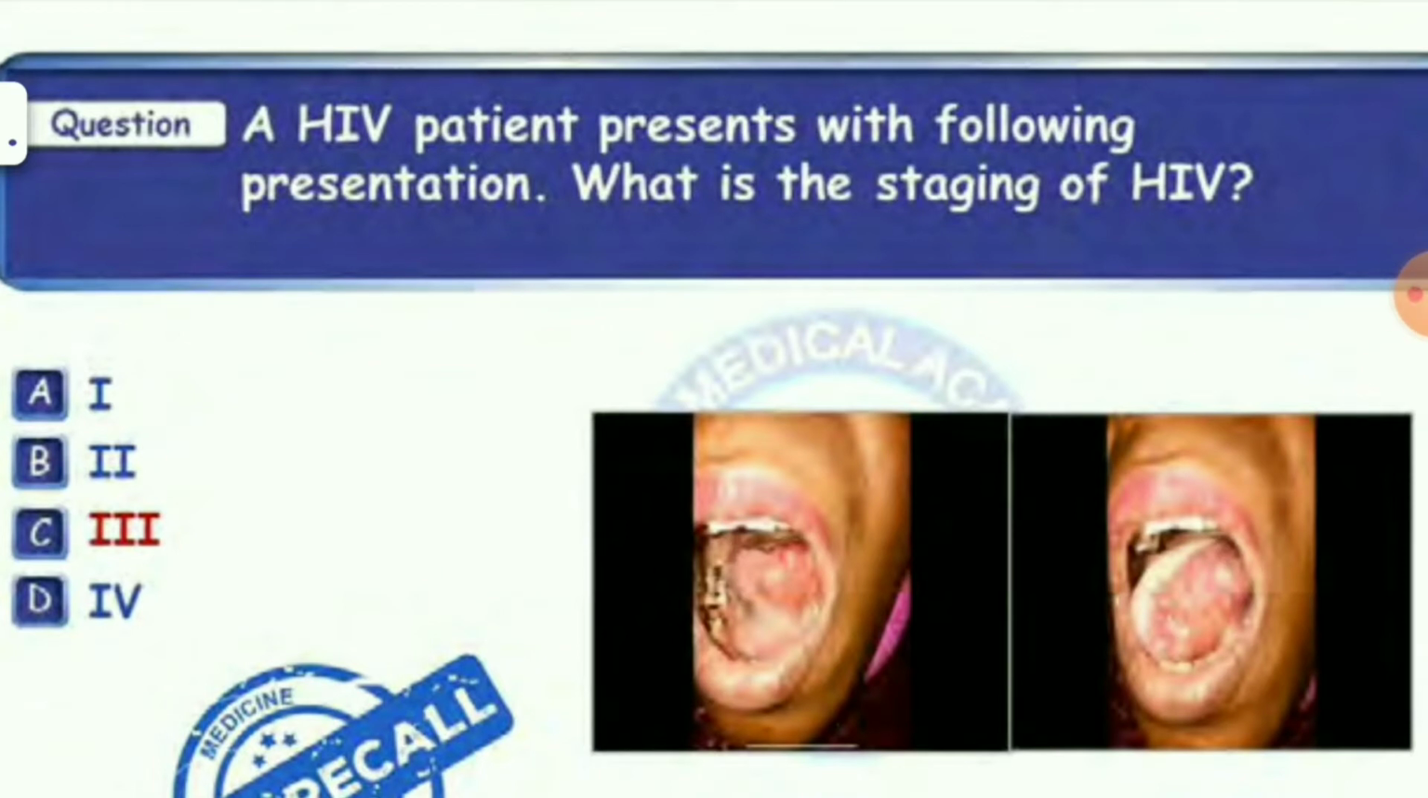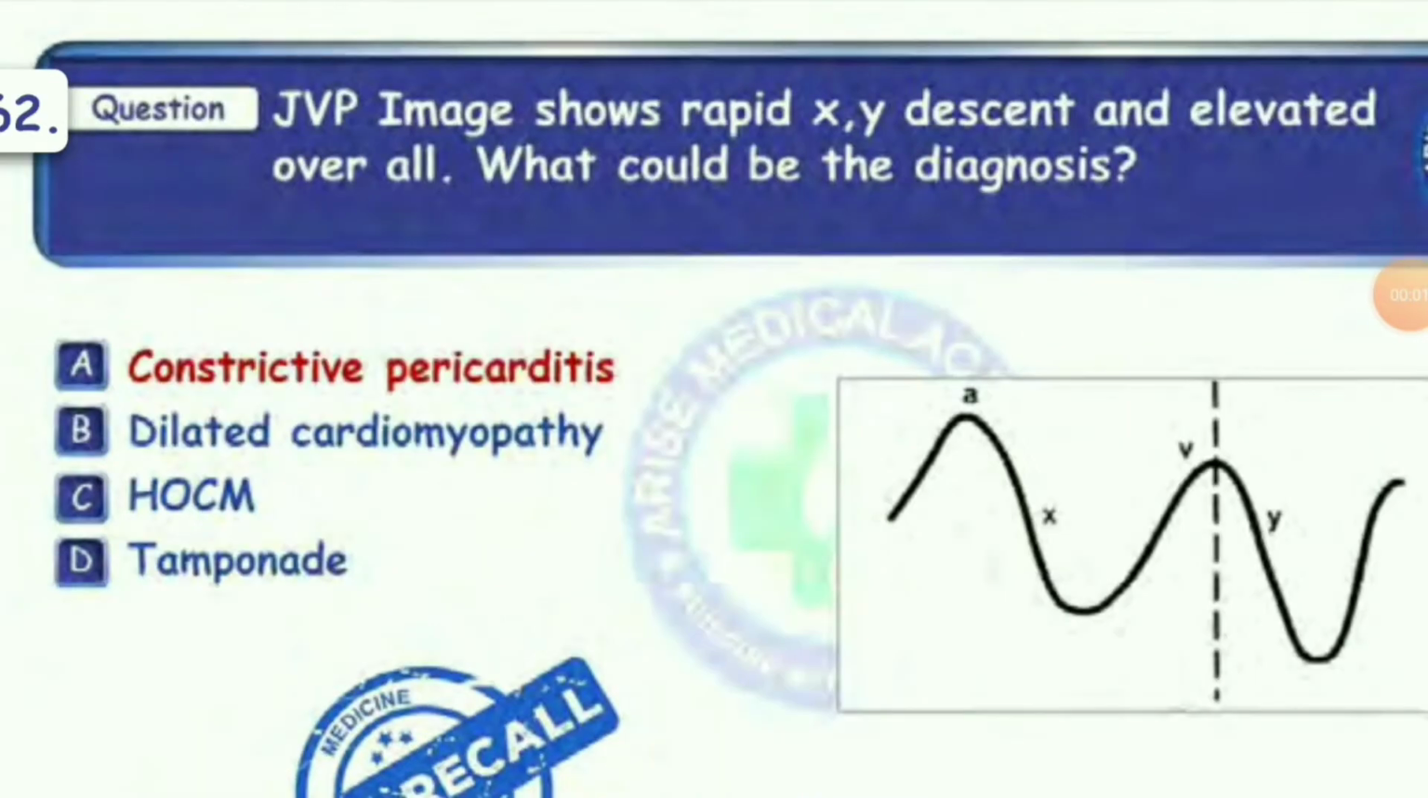Next question, an HIV patient presents with the following presentation. What is the staging of HIV? The answer is third stage. Next question, the JVP image shows rapid X and Y descent and is elevated overall. What could be the diagnosis? The answer is constrictive pericarditis.